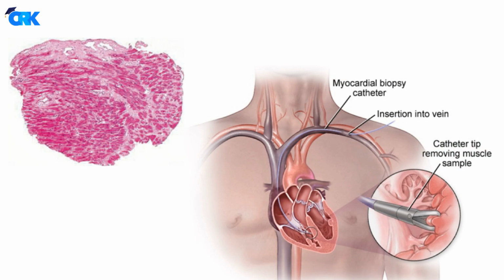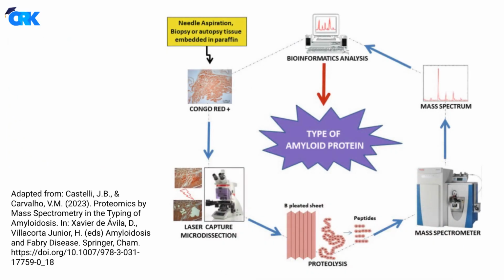However, this method has shown inconsistency in many cases, especially when trying to distinguish AL from ATTR subtypes. That's why, regardless of the site, the biopsy process includes Congo red staining to confirm the presence of amyloid, followed by mass spectrometry-based proteomics, particularly laser capture tandem mass spectrometry, or LC/MS/MS, has emerged as the most accurate technique for amyloid typing. It can identify the specific amyloid precursor protein in formalin-fixed tissue, even in complex or dual pathology cases.